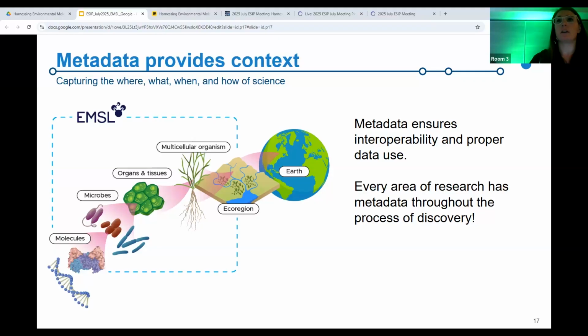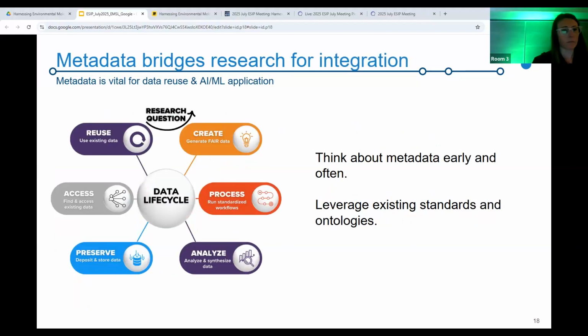So you saw this figure before from Sarah and also from yesterday. It's also at every type of science, right? It's at every type of research, every type of sample. And it's important to keep this in mind so that we can scale from microbes to Earth or going backwards. And again, it's at every step in the scientific process, right? It's not just the research process, but throughout the entire data lifecycle.